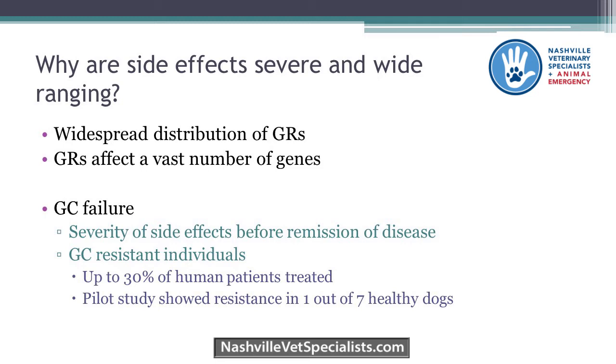Sometimes we call it glucocorticoid failure because the side effects are too severe and we just haven't gotten the pet into remission. And that's still a failure. You know, they were getting them there, but if we can't use them the way we want to because of the side effects, it's still a fail.